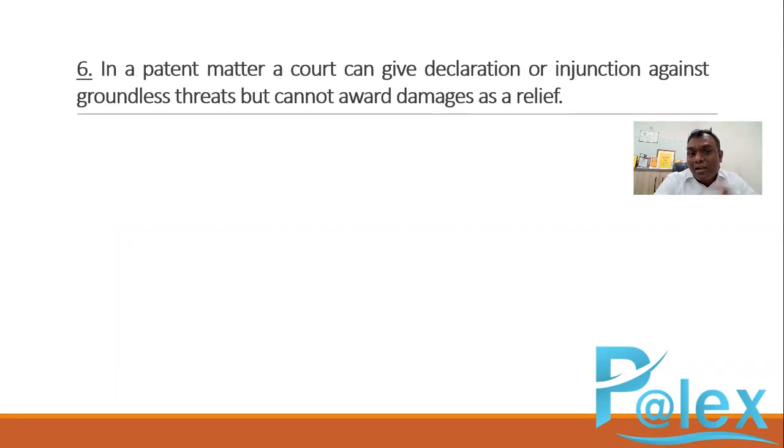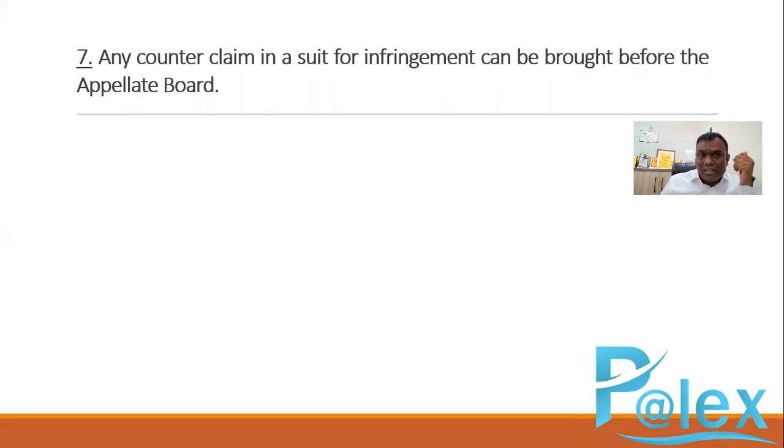In a patent matter, a court can give declaration or injunction against groundless threats, but cannot award damages as a relief. That is also false, because under section 106, the courts can also award damages as a relief to the patentee basically in case of matter of infringement suit, like, you know.